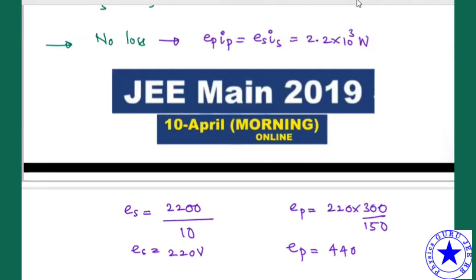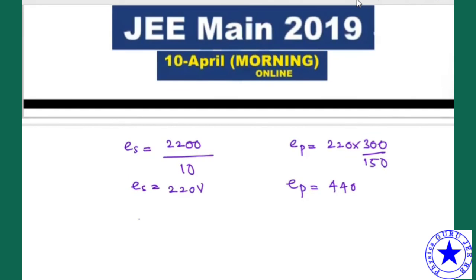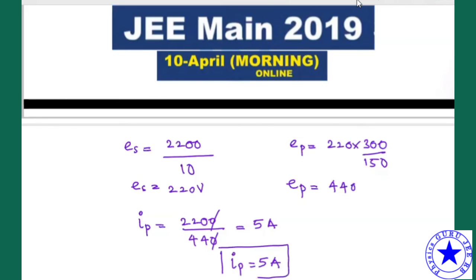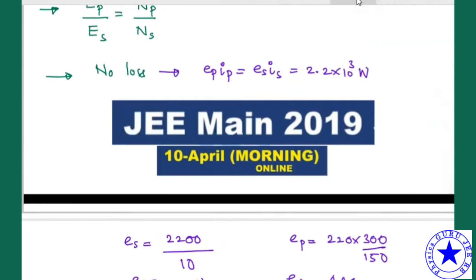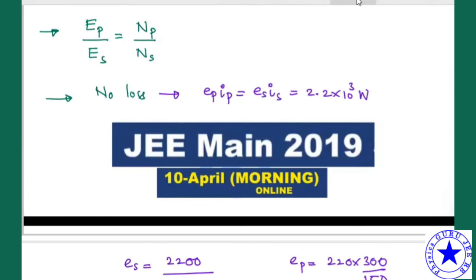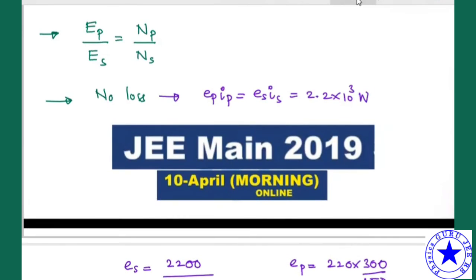Now if I want IP, that is the primary current, I can write 2200 divided by 440, which is approximately 5 amps, right? So the primary current is nothing but 5 amps. Is this clear? The primary current is 5 amps. Simply we can also use the relation between number of turns and currents. That is one equation, or otherwise we can go like this.